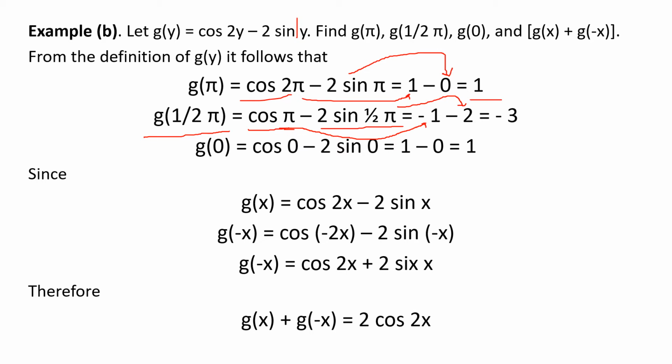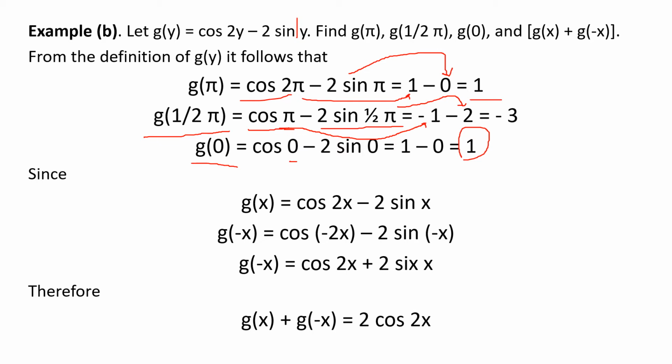Now, let's move forward with g of 0. We're asked to find the value of g of 0. So we're going to replace all your y values in the given function by simply using 0. That's why we need to input 0 as the value of y in the given function. So cosine 0 minus 2 sine 0 is equal to 1 minus 0, or simply equal to 1.